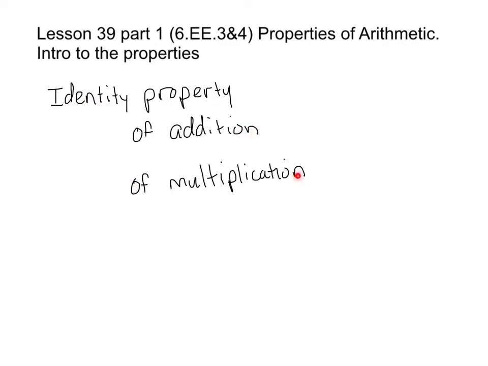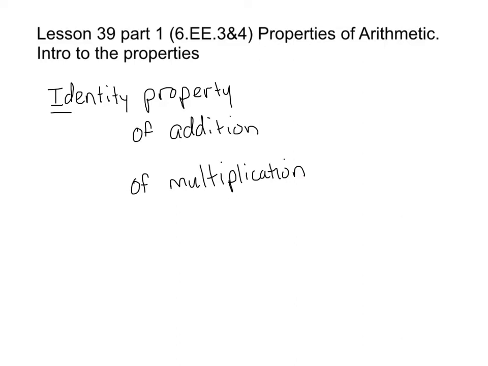And this one I remember because of ID. So like if somebody asks me for my ID, I get my driver's license out of my wallet, that's my ID, and I show it to them. And it has a picture of me that looks just like me. So identity property is about the number looking just like himself.